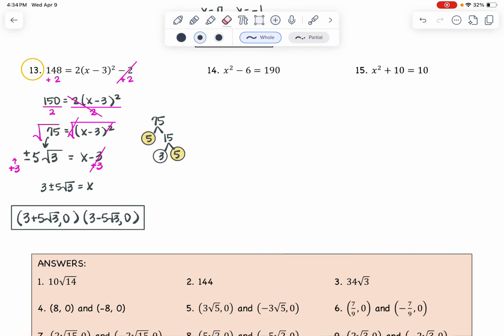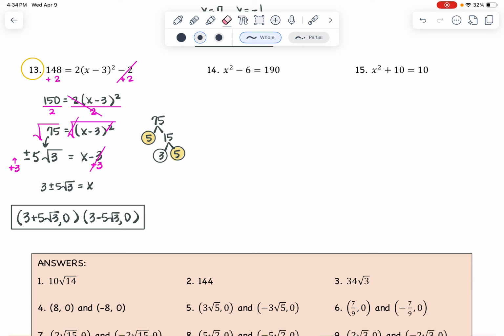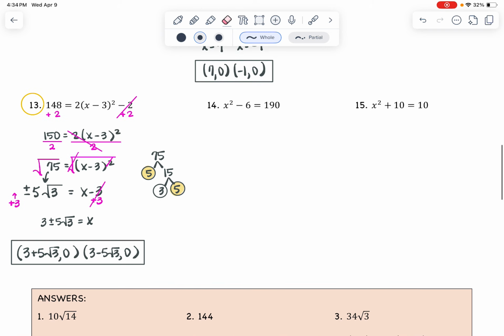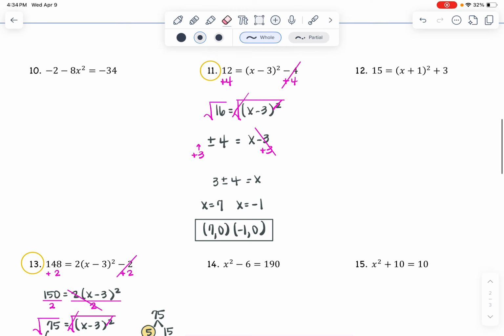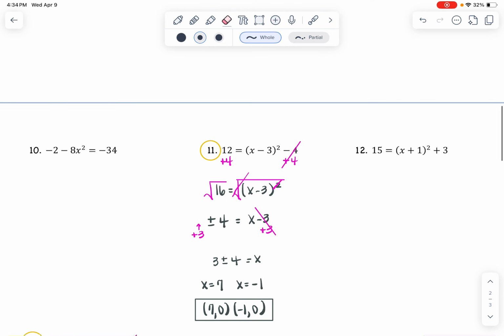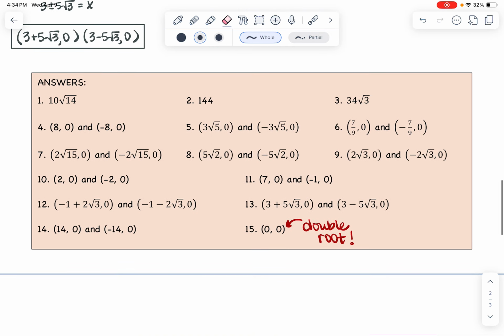Okay? I hope that helped working through some problems, and hopefully you're able to finish the rest of those questions if you haven't already. I also do want to point out that number 15, if you look at the answer key, notice it only has one solution. That's because it's a double root. I end up getting plus or minus 0, but there's no such thing as positive or negative 0, which means I'm just getting 0 and then another 0. So anyway, just wanted to point that out.